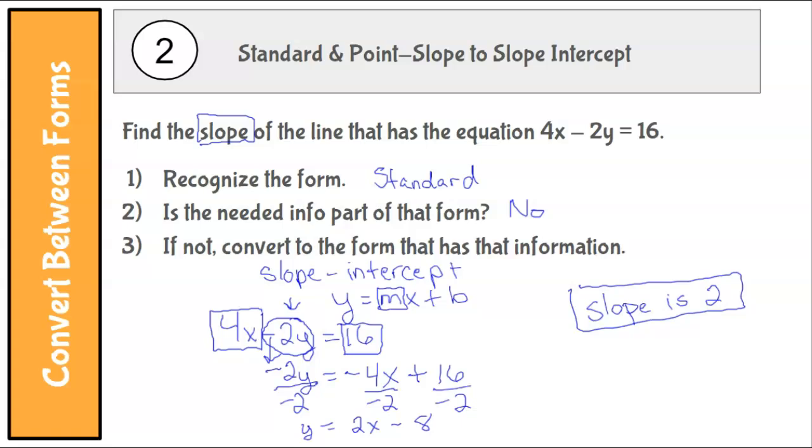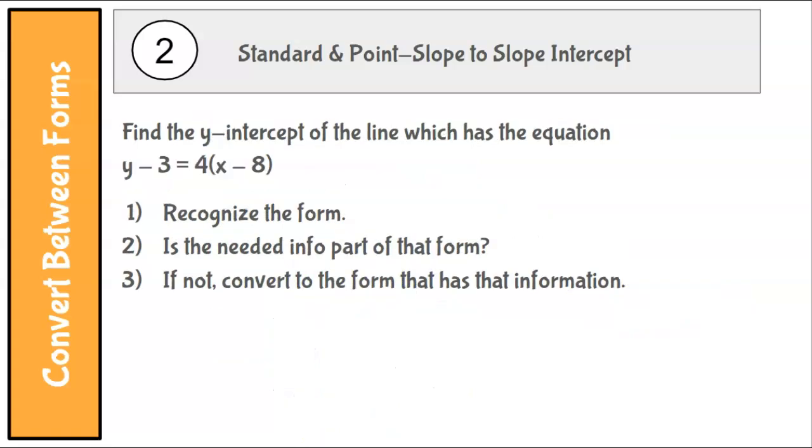Let's look at another example. Find the y-intercept of the line which has the equation y minus 3 equals 4 parentheses x minus 8. That is point slope form. Point slope form is the one that has the parentheses in it. It's got y minus a number and then x minus a number, and then there's a number outside the parentheses usually. So that's point slope form.